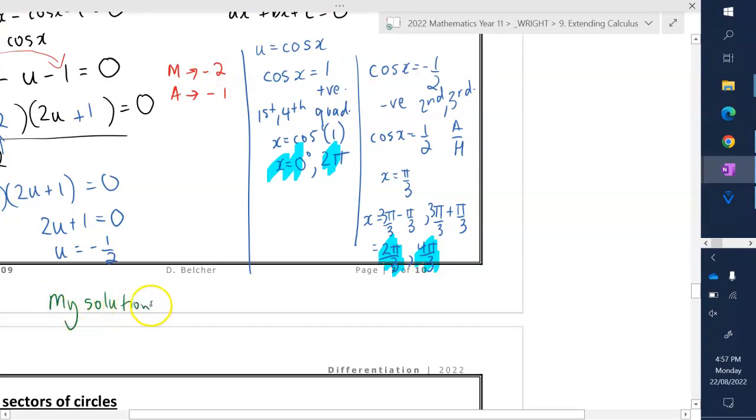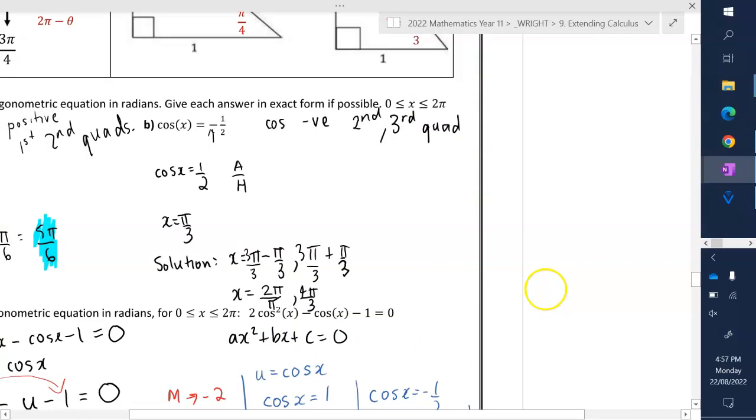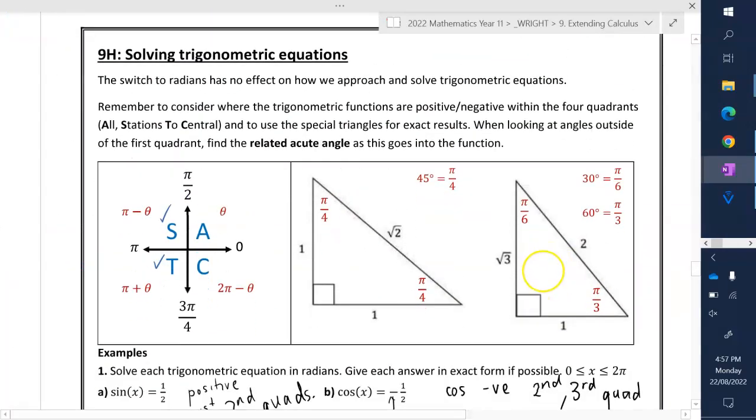So my solutions are x equals 0. Let's do them in order: 2 pi over 3, 4 pi over 3, and 2 pi. Okay, so that's given you a couple of examples to go over now for 9H.